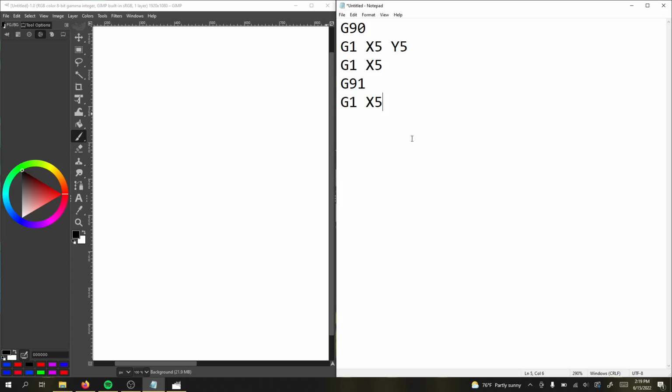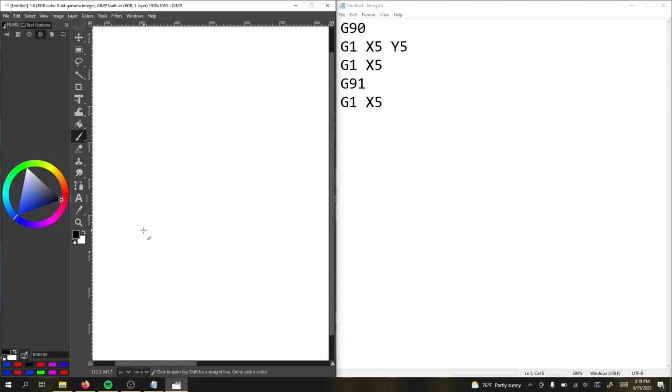Let's look at a basic example where we have relative and absolute movement in G code. So we've got some G1 commands, which means that we're going to be moving. And our first command is G90. G90 is absolute positioning, which is normally the way that 3D printers operate.